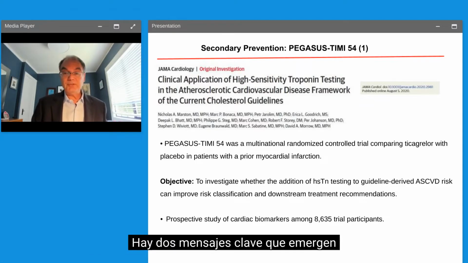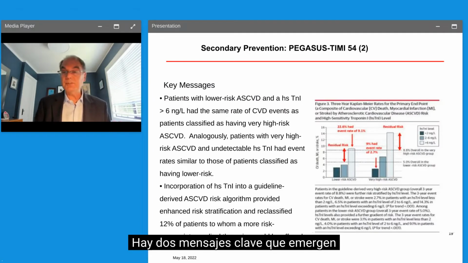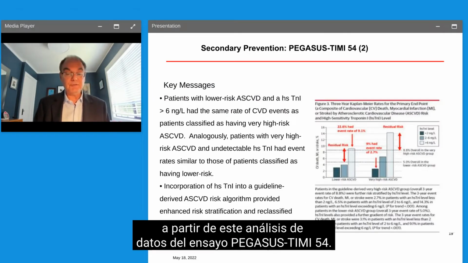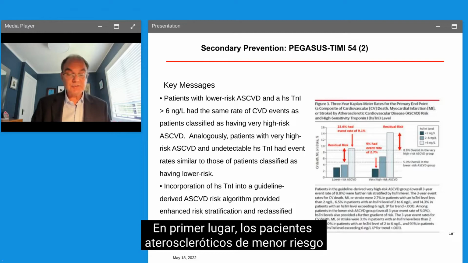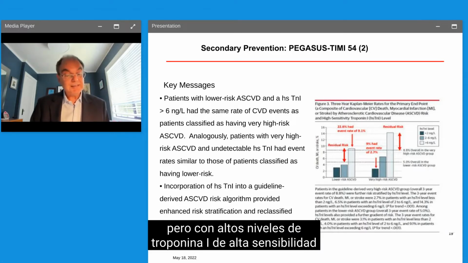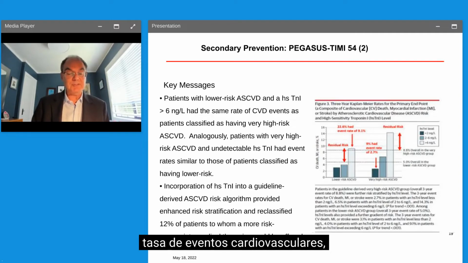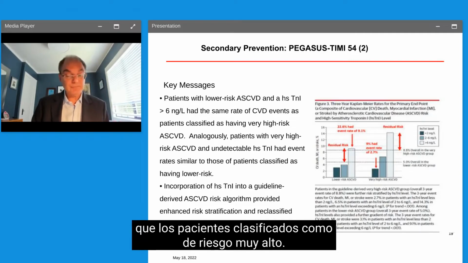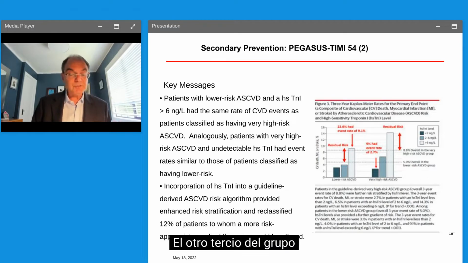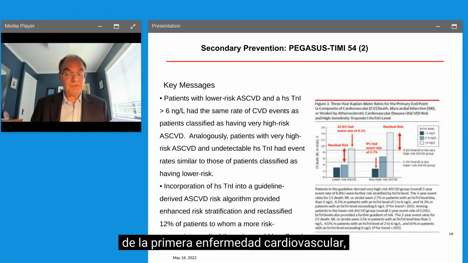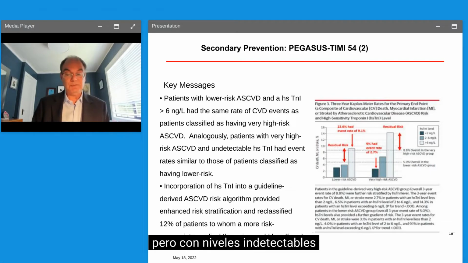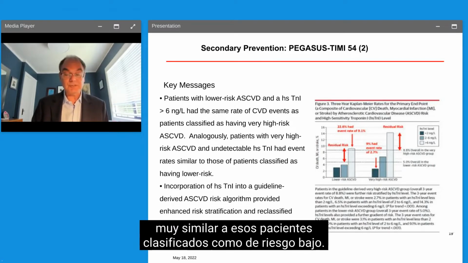There are two key messages that emerge from this analysis of the PEGASUS-TIMI 54 trial data. First, patients with lower risk atherosclerotic cardiovascular disease, but with high levels of high-sensitivity troponin I, that is exceeding 6, had the same rate of cardiovascular events as patients classified as having very high risk. The other side of the coin was patients with very high risk of atherosclerotic cardiovascular disease, but with undetectable levels of high-sensitivity troponin I, had an event rate similar to those patients classified as having low risk.